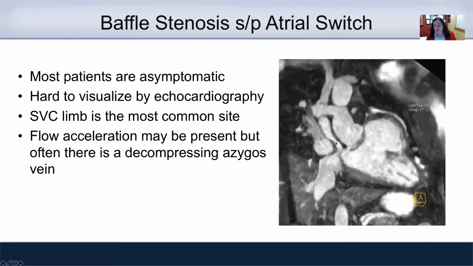Here is a still frame reformatted image of a whole heart angiogram, just showing you the venous baffles. Specifically here, it's the SVC coming down. Look how it narrows as it goes into this portion, the IVC pathway being a little dilated. This kind of narrowing of the SVC is the most common if patients are going to have venous narrowing. Oftentimes, these patients are asymptomatic, but this particularly is very hard to visualize by echo. You may see some flow acceleration, but oftentimes patients develop decompressing azygous veins. So looking specifically at these baffles for areas of narrowing can be important.